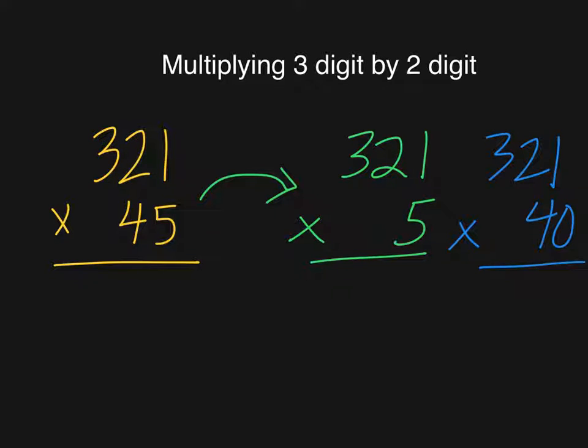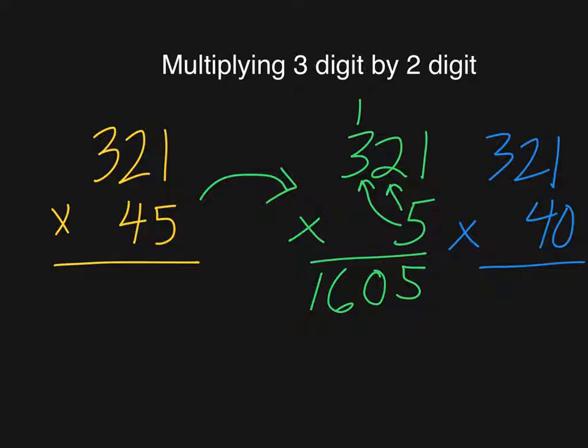Now, before I come over and actually do the problem in yellow, I actually split it apart. I use what we knew about expanded notation, and I turned my 45 into 5 times 321 and then 40 times 321. So I'm going to go ahead and start with the 5. I'm going to multiply the 5 out. 5 times 1 is 5. 5 times 2 is 10. Put my 0 down, carry my 1 over. 5 times 3 is 15, plus 1 is 16. Then I move over to my second part.